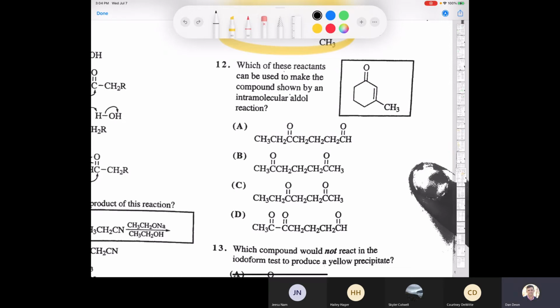So one of the easiest ways to solve this kind of problem would be to do it by retrosynthesis, right? Is to break this bond here and then to say, okay, my starting material would have to look like this. Let me just clean that up a little bit, like this, and then I have a carbonyl, and that would be my starting material, right? Which is B.